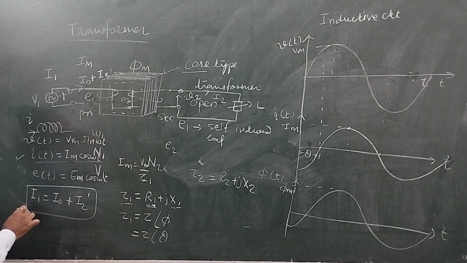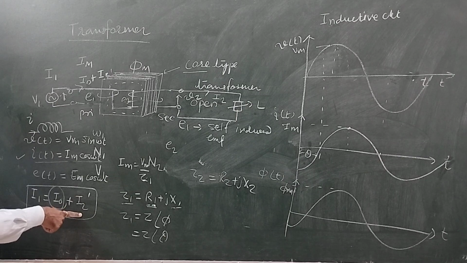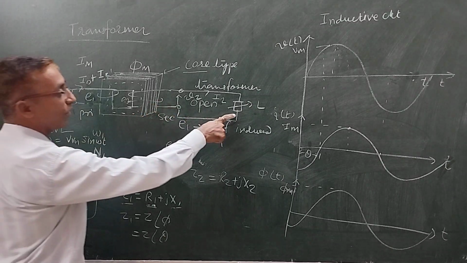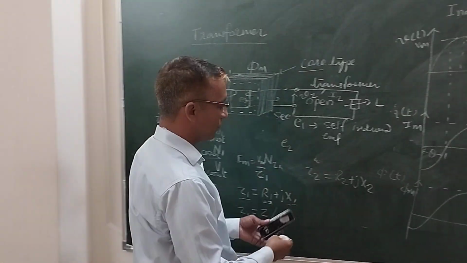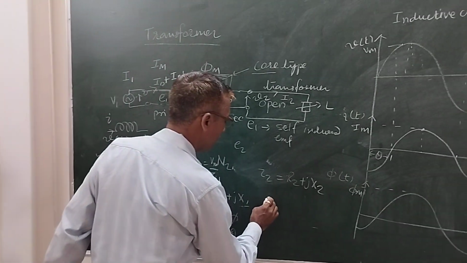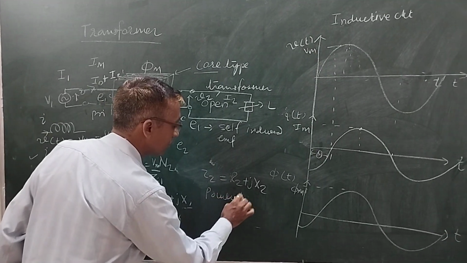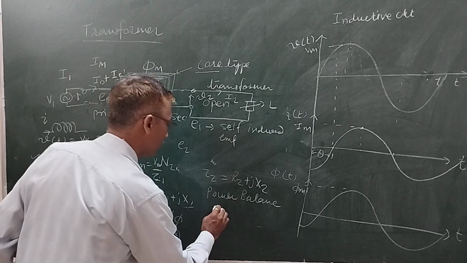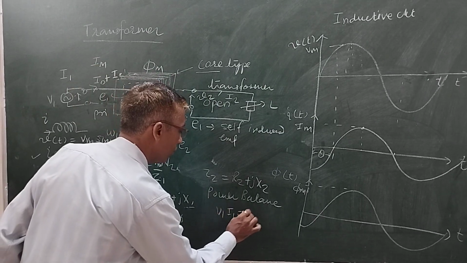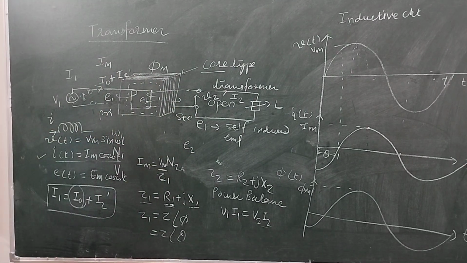Now this is the primary current. It means the primary current I1 has two components. One is the magnetizing component, the other is the component because of the loading on the transformer, which is getting reflected on this side. Now what is the general transformation ratio? The transformer has its power balancing equation, and that equation is V1 I1 equal to V2 I2. I am just writing the absolute values.